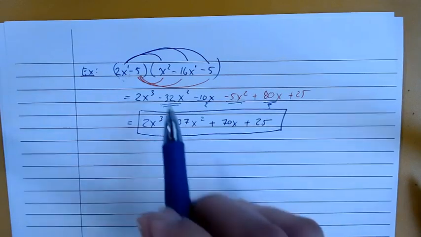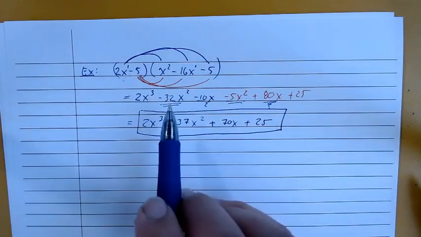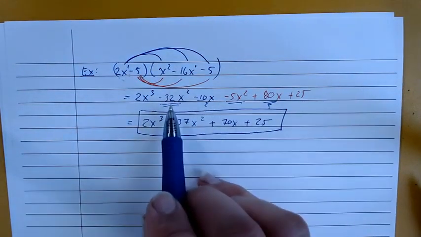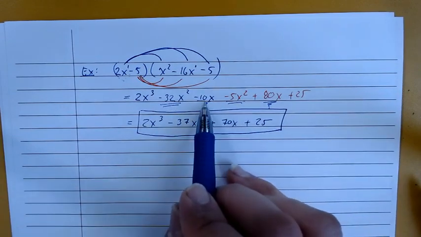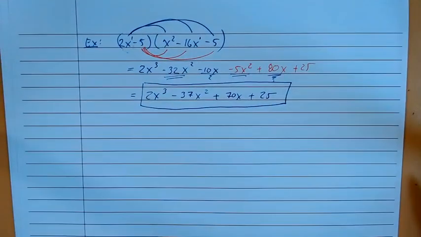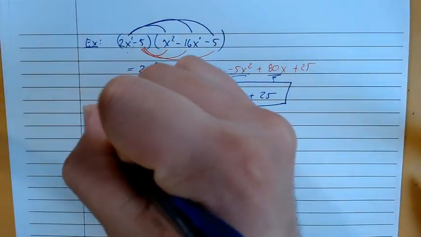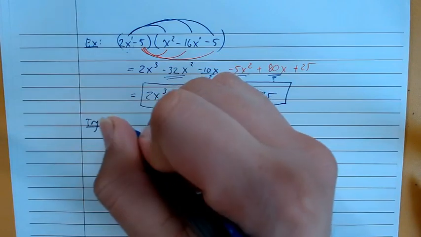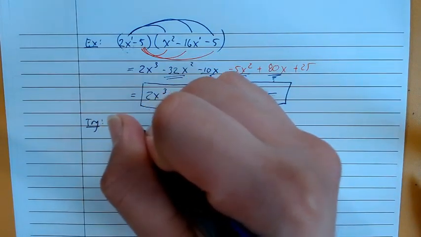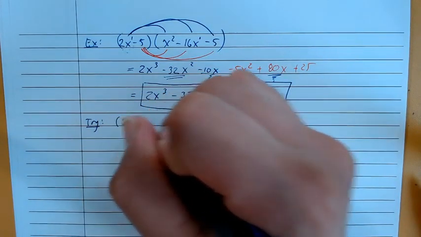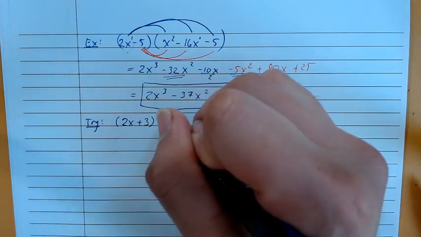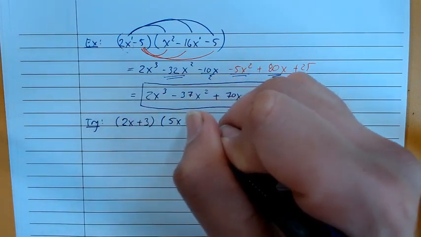So we multiply by distributing and then combine any like terms that you can find. Squares go with squares. First degree go with first degree, just like that. So go ahead and give this a try. Multiply the following polynomials together. Let's have you try 2x plus 3 times 5x minus 4.